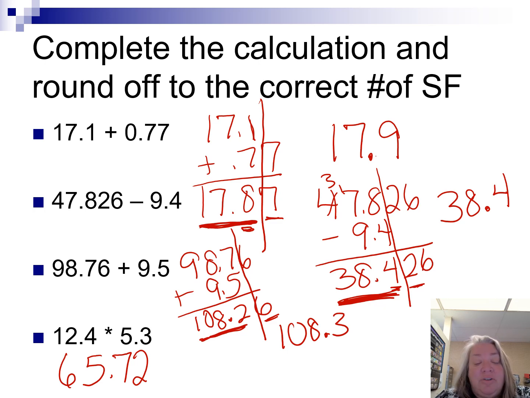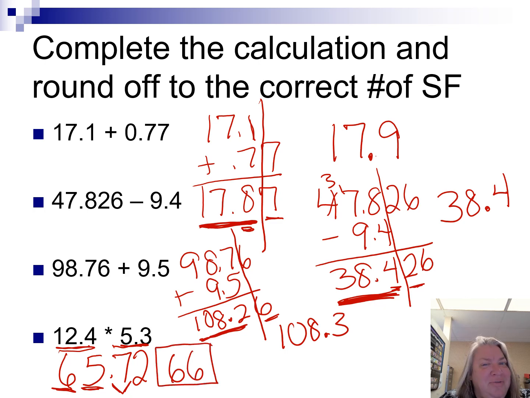So we look at our two numbers. I have 12.4 that has 3 sig figs. 5.3 has 2 sig figs, so I need to have 2 sig figs in my final answer, meaning I know I want the initial 6 and then I want this 5. But does that place stay a 5 or does it round up to a 6? So we look at that next place, it's a 0.7, so that's going to cause this to round up to 66.